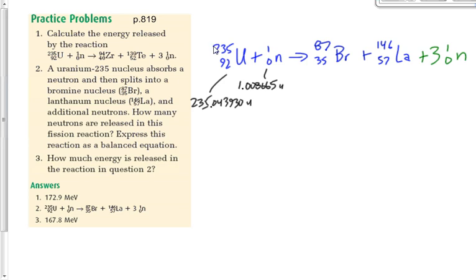The bromine-87 has a mass of 86.711, thank you. And lanthanum-146 has a mass of 145. You notice the ones on the right-hand side are just under the mass number. The one on the left-hand side is just over the mass number. And then the neutrons, of course, we got 3 times 1.008665 atomic mass units.